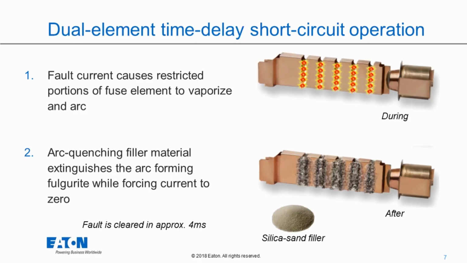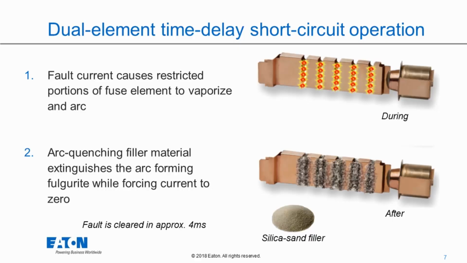When we move on and look at the next type of operation in a dual element fuse, we've got the short circuit element. Pretty straightforward. It's on the left-hand side. When the fault current is that large that it operates under a short circuit condition, it'll start to vaporize those neck down regions of that short circuit element. As those start to arc, they will open up. And similar to that single element fuse, now we're going to create that gap, and the arc quenching material inside there is going to extinguish the arc, forming fulgurite while forcing the current to zero.